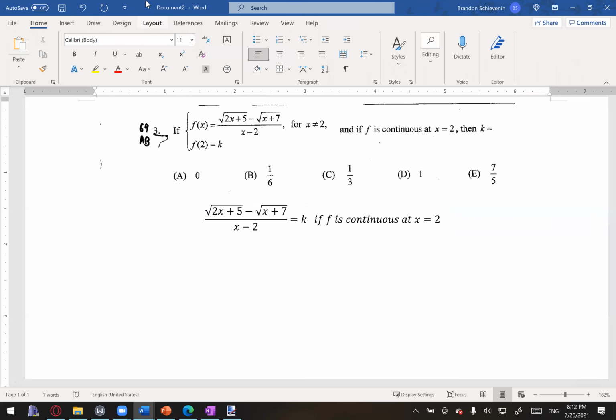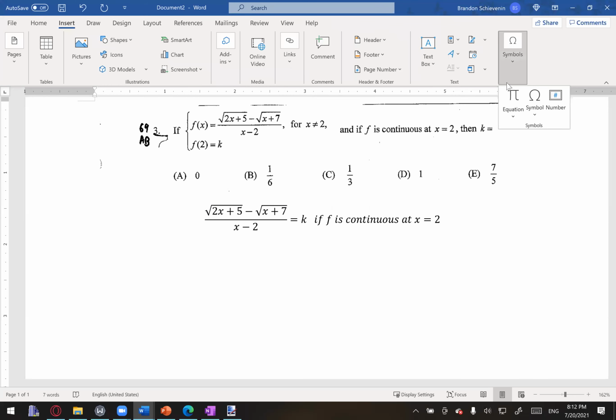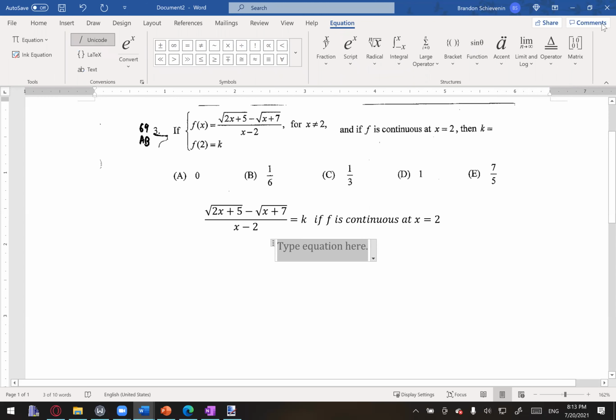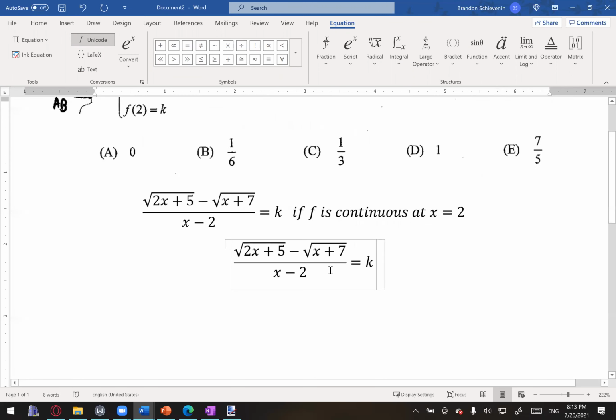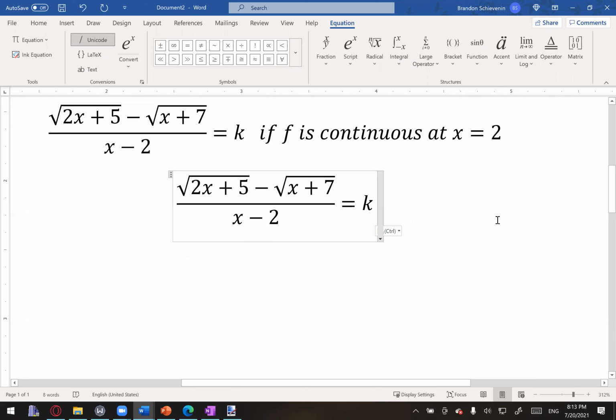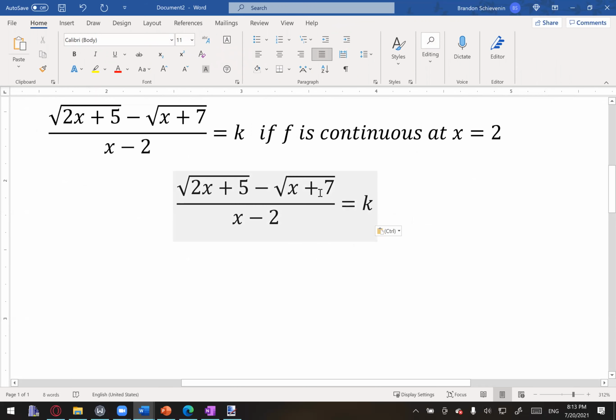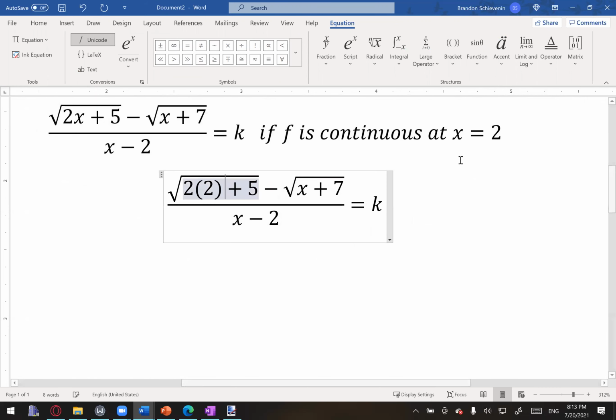Are you okay with the first step? Yeah. All right. So I need you to solve for k. When x is 2, what do I have to do? Plug x in, right? So I'm going to replace all of these x's with 2's.